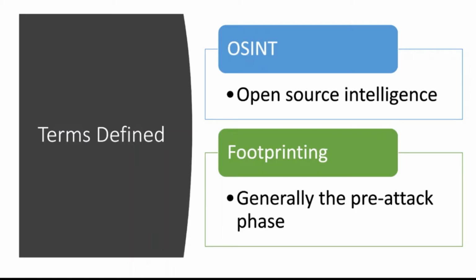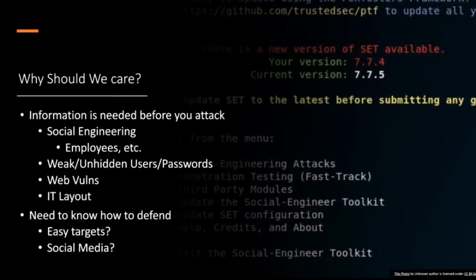So I think I defined some of them really quick, but just to go over it, OSINT is open source, and footprinting, I am not going to go into today, but just a primer here. It's the pre-attack phase, so it includes OSINT, recon, and a bunch of other stuff. But being more specific, we're going to focus on OSINT. So why should we care? You're going to need information anytime you attack, like I said.